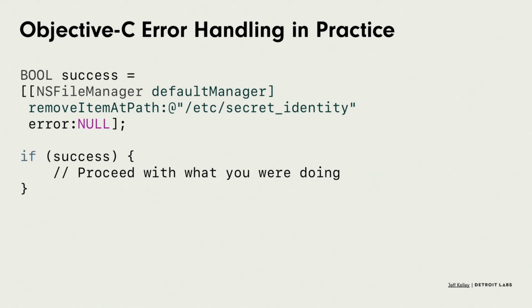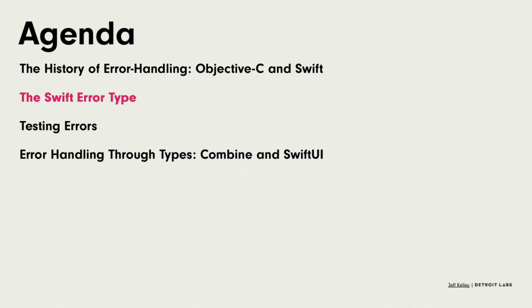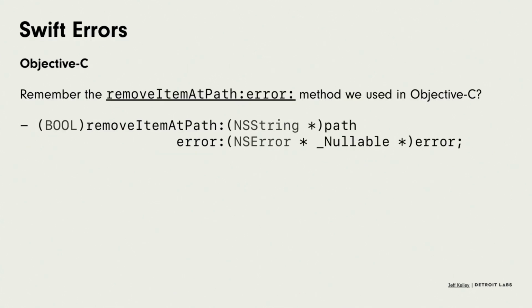Okay, so that's our baseline, right? We have a couple ways to handle errors, but there's no real good way to make somebody do it. So when Apple went out to design Swift, that was a problem they wanted to solve. So how did they do that?